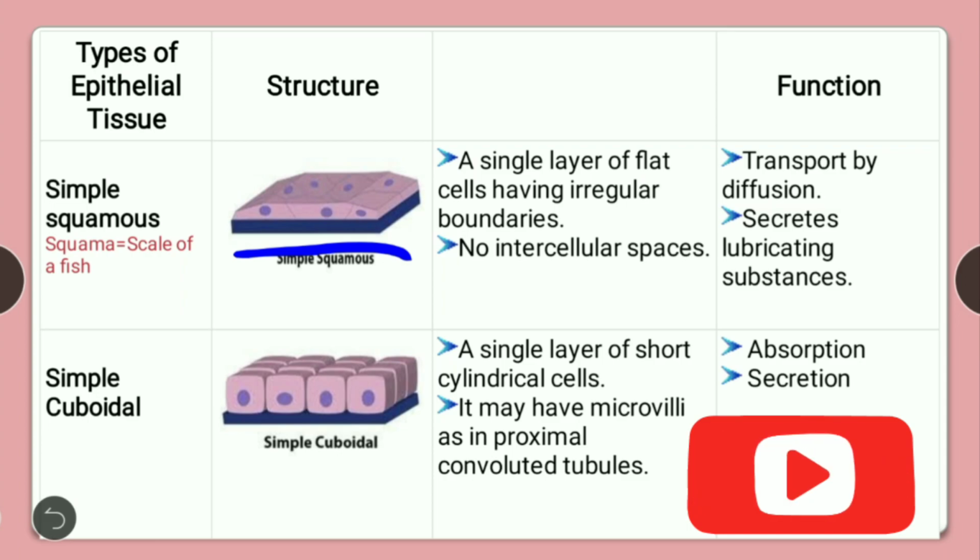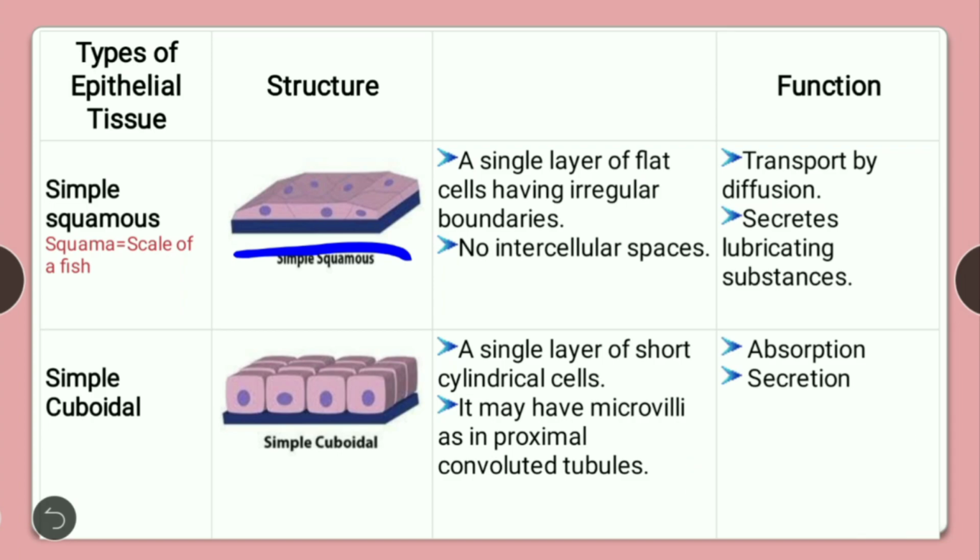Let's see the simple cuboidal. Cuboidal means this simple cuboidal is of cube shape, right? So that's why the name is cuboidal. A single layer of short cylindrical cells. It may have microvilli, as in the proximal convoluted tubule. Sometimes you can see the microvilli in cuboidal tissue also. So the functions of absorption and secretion are performed by the simple cuboidal tissue.